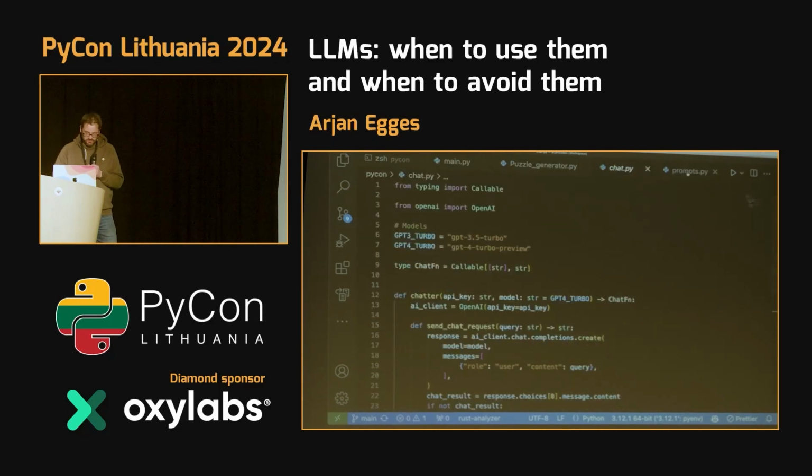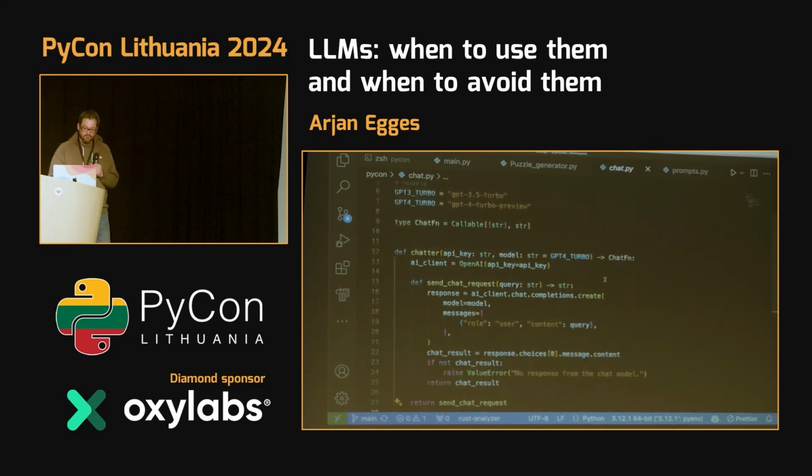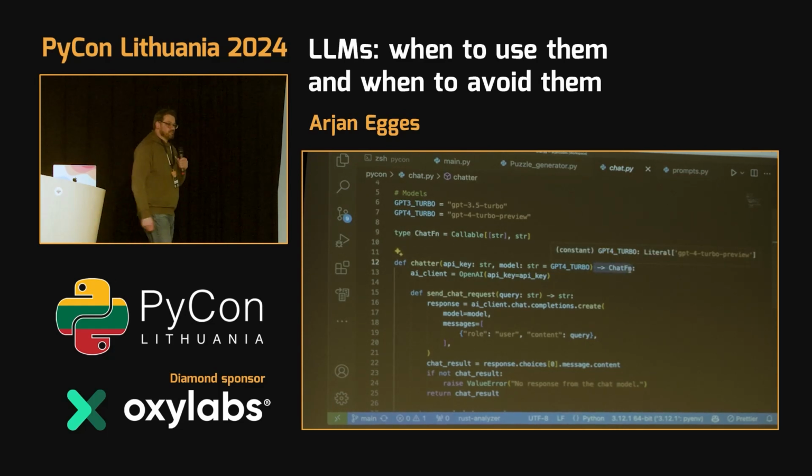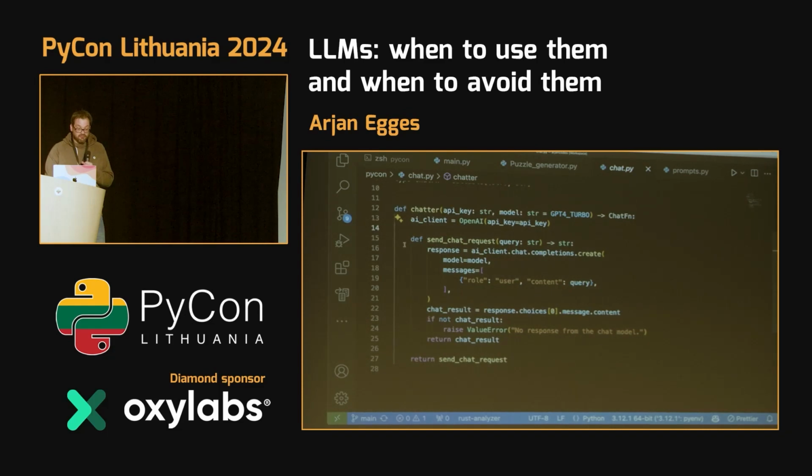This is what that code looks like. It uses GPT-4 in this case, and we provide an API key and the model. Model has a default value, and then it returns a function. This is interesting because that's an idea from functional programming. It's called a higher order function. So it's a function that returns another function. And as you can see, inside we have a function definition inside a function.